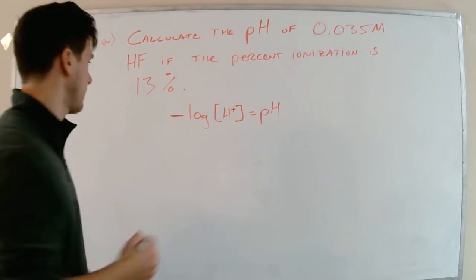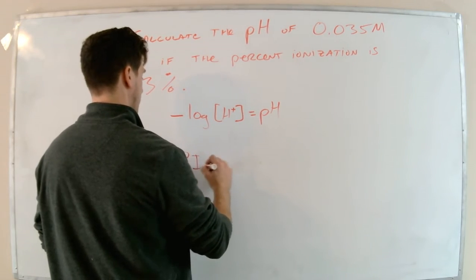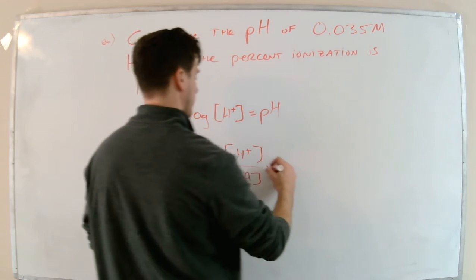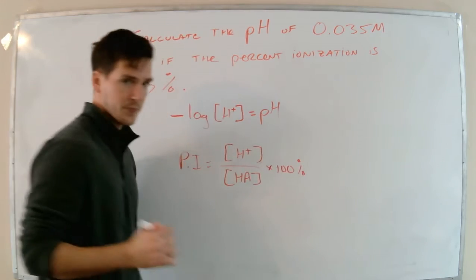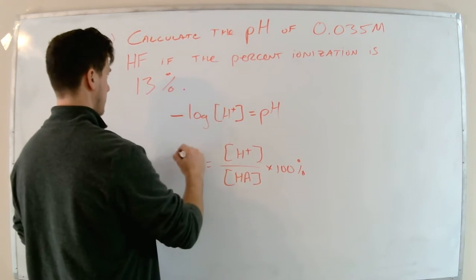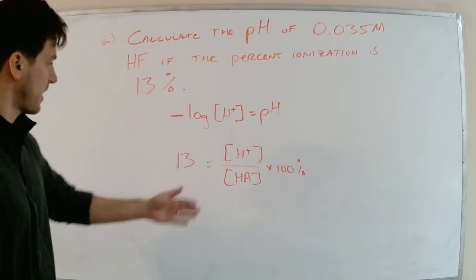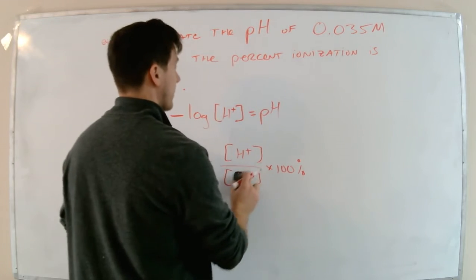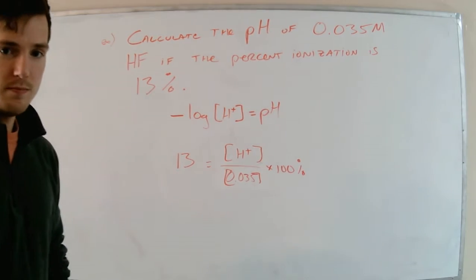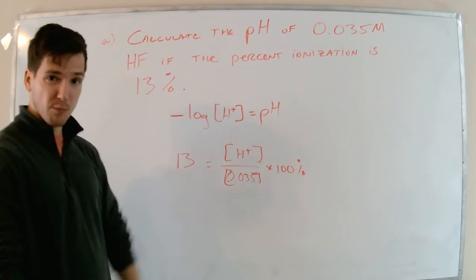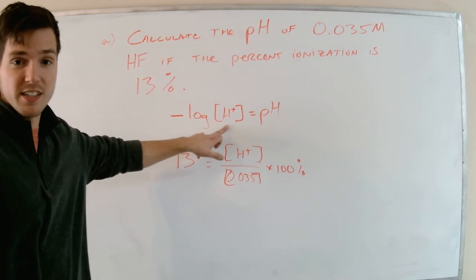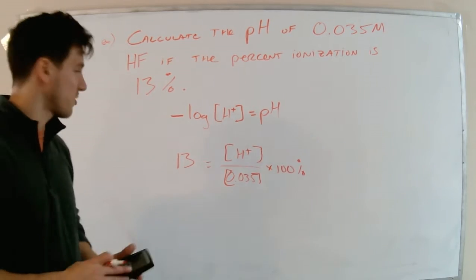And we learned that percent ionization equals H plus over the concentration of our acid times 100%. Well, this is nice, right? Because we already have percent ionization. It's 13. And look at that. They already gave us concentration of our acid, right? It was 0.035. So this is actually a relatively easy problem. Let's just go ahead and solve for it, get H plus, take the negative log of it, and we'll get our pH. So let's go ahead and do that.